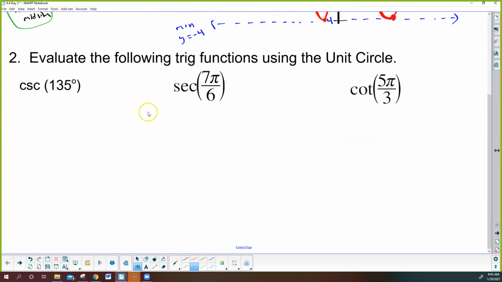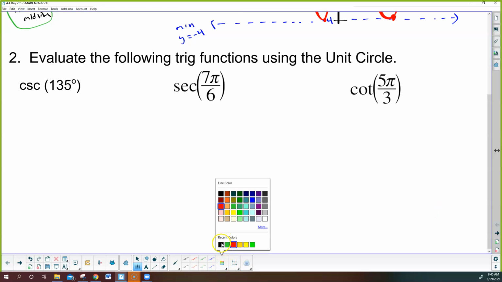All right, what I want to do here is go over these, evaluate the following trig functions using the unit circle. And hopefully you're using it from your brain. But I'm going to just kind of quickly do these to show you how I would think of it, using and making reference to the unit circle.